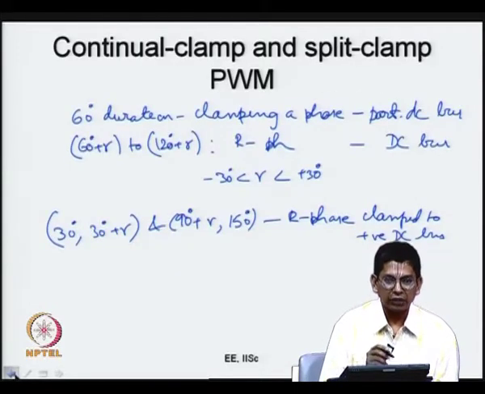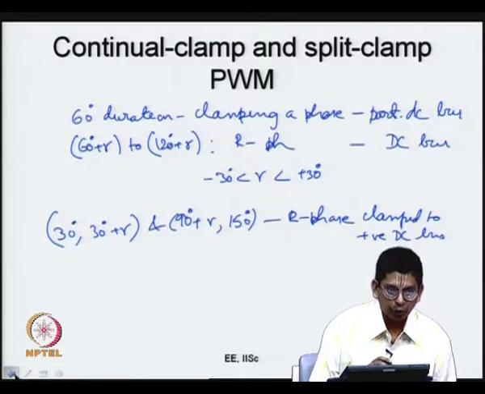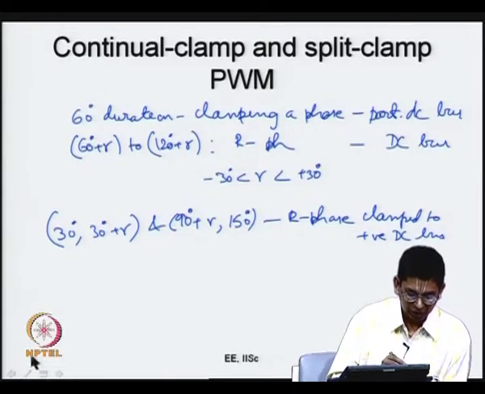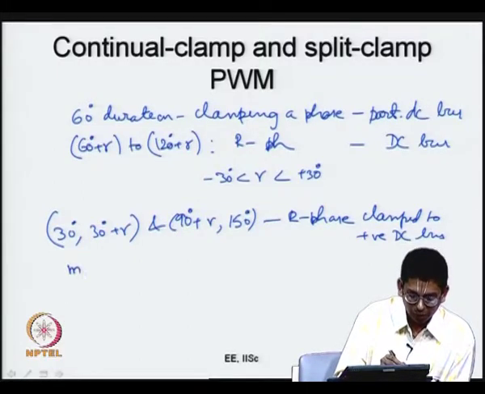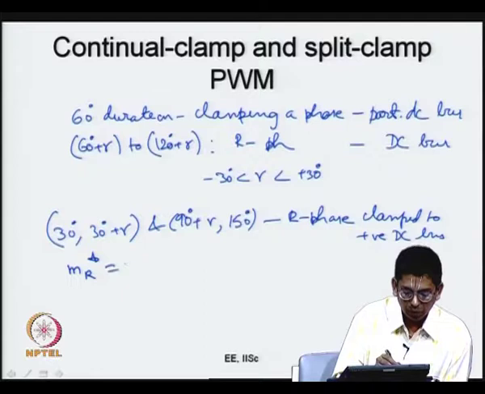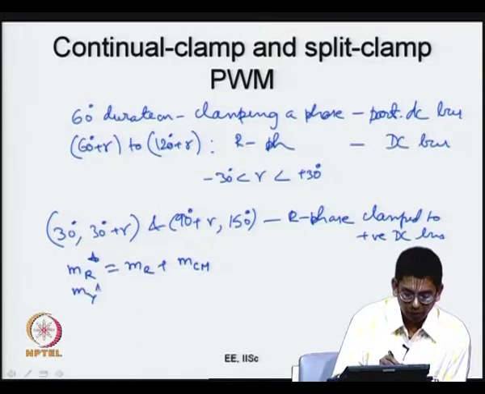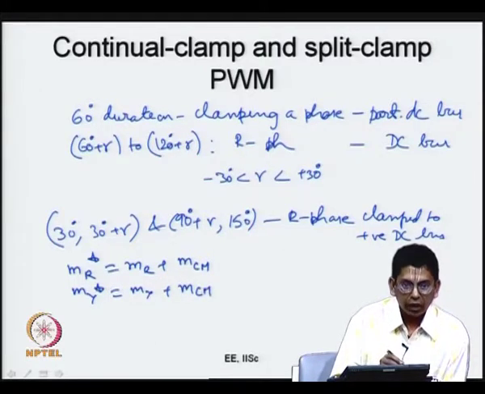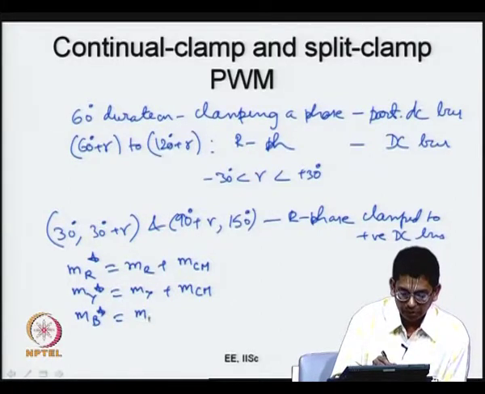So, let me just finish off a few more things when I write this now. Let us be very clear as to what we are doing. In all these cases, as I said, we are adding a common mode component. We are adding a common mode: MR star is equal to MR plus MCM, where MR is the original sine wave Vm sin omega t. Similarly, you are adding that to the other phases, so MY star is also equal to MY plus MCM, and you also have MB star is equal to MB plus MCM.